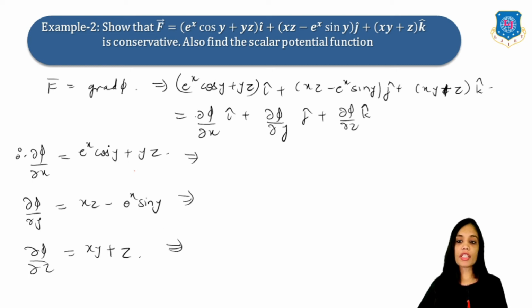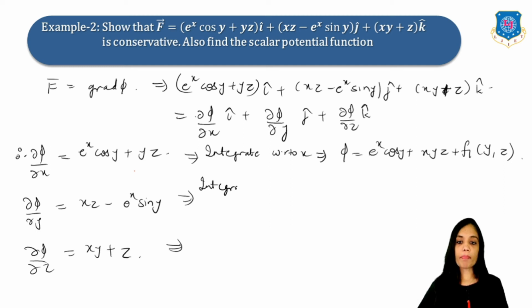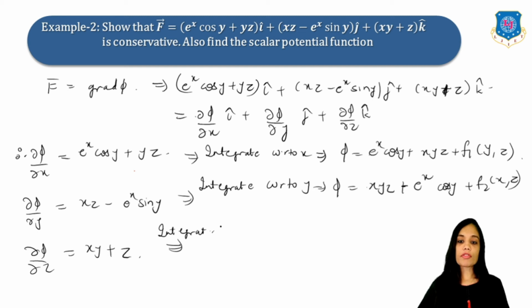Okay. So now we have to integrate the first one with respect to x. So you will get phi as e^x cos y + xyz + f1 of (y, z). Fine. Now you have to integrate with respect to y. So your phi will be xyz + e^x cos y + f2 of (x, z), since the integration of sin y is minus cos y. Lastly, you have to integrate with respect to z. So your phi will finally be xyz + z squared by 2 + f3 of (x, y).